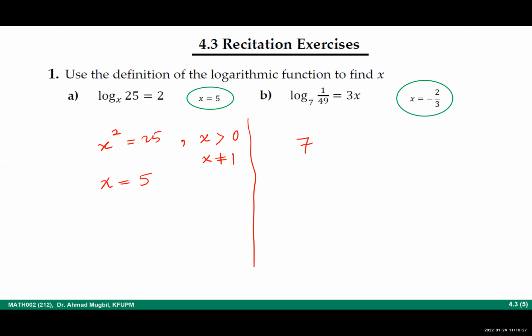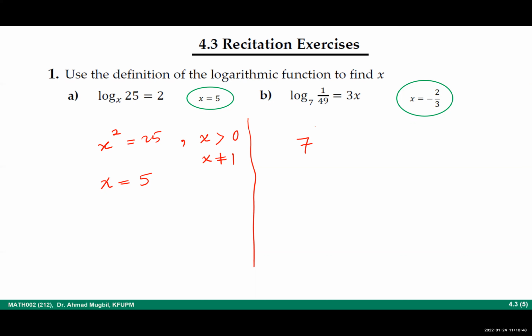Oh, we have two Sajjads here. Yes, I mean this one, please. Sajjad al-Habib, is this your name? Yes, please. This is what? Log 7 of 1 over 49 equals 3x. How to write it in the exponential form?